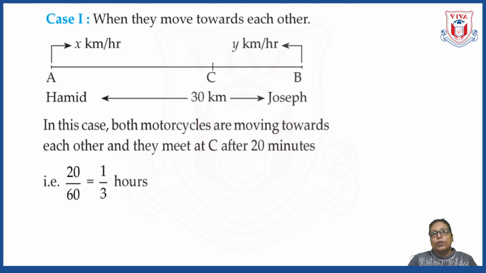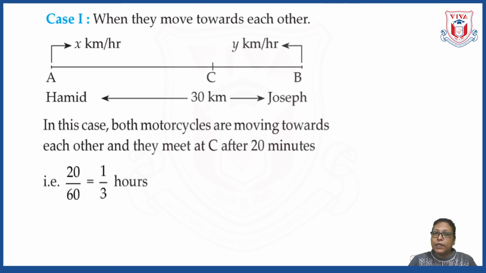What is happening in this case is both the motorcycles are moving towards each other and they are meeting at point C after 20 minutes. But please note that the speed we have taken is in kilometers per hour. So these minutes we have to convert into hours. You know that 60 minutes is equal to 1 hour. So divide 20 by 60 and from that we get 1 upon 3 hours. So time is in hours now.